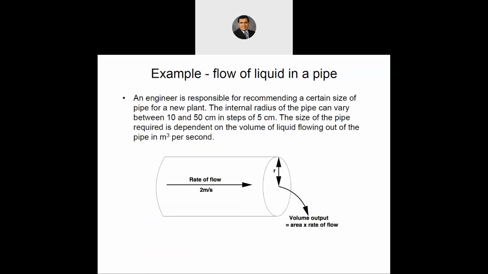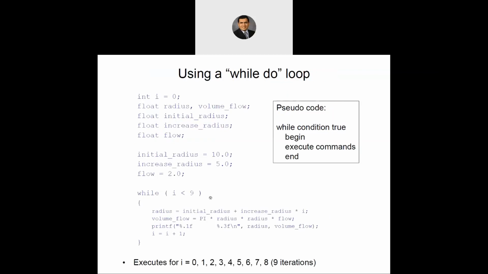Now, if you remember, this looks so much like your assignment, doesn't it? At least there is some reflection of this inside your assignment. An engineer is responsible for recommending a certain size of pipe for a new plant. The internal radius of the pipe can vary between 10 and 50 cm in steps of 5 cm. So it starts from 10, the radius, and then goes to 15, 20, 25, and so on. The size of the pipe is dependent on the volume of the liquid flowing out of the pipe in meters cubed per second. So we have to create a program to show this.